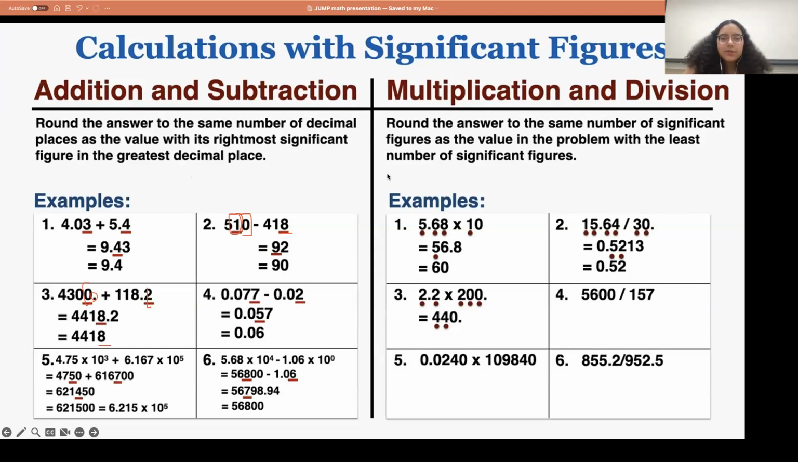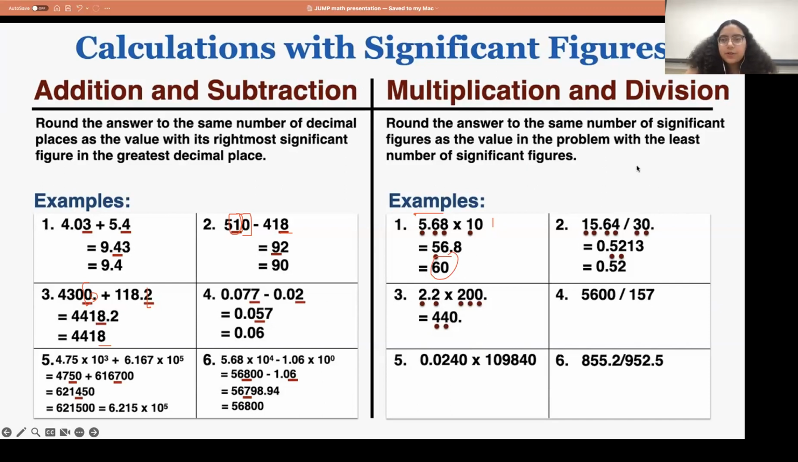On the other hand, for multiplication and division, you're gonna just look at the actual amount of significant digits and make sure your answer has the same as the lowest one. So for number 1 here, there's 3 significant digits in this one, but this one only has 1. So for your final answer, you only want to have 1 significant digit. Significant digit and significant figures, I use interchangeably, but they're the same thing.